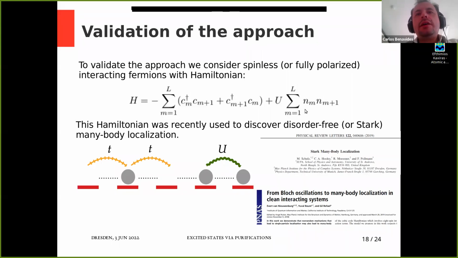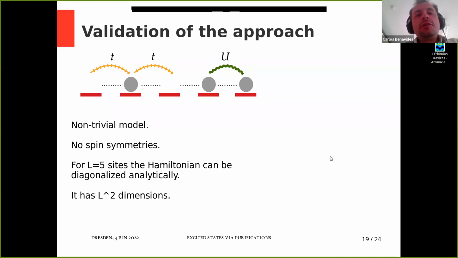And this Hamiltonian plays a fundamental role in the discovery of something called disorder-free many-body localization. It was discovered in 2019 by groups from here, from the Max Planck Institute in Dresden, and from Caltech, the group of Gil Refael. So this is a non-trivial model. There are no spin symmetries because we didn't want to study spin symmetries, at least for this paper. We are going to do it later. And this is non-trivial because the dimension is actually L squared, where L is the number of sites.